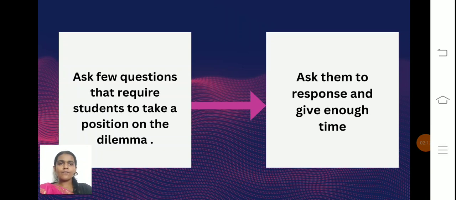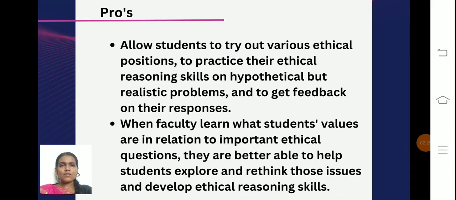So add a few extra questions that require the students to take a position, ask them to respond, and give them enough time to think and answer. So these are the procedures that are followed in this everyday ethical dilemma. It allows the students to understand the skill, as I told before. They are able to develop their moral values and skills, and to get feedback on their response.